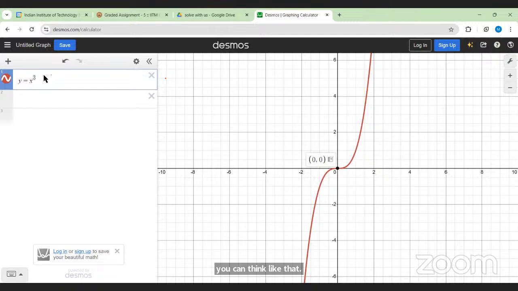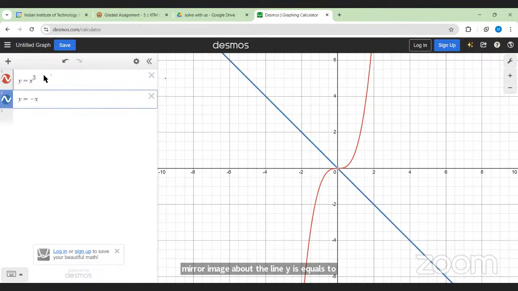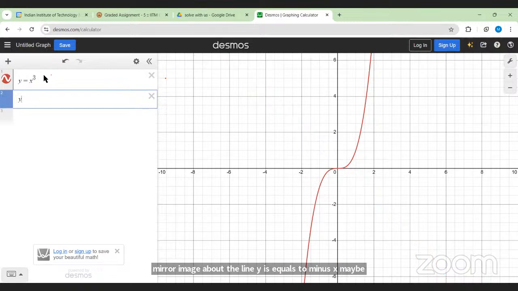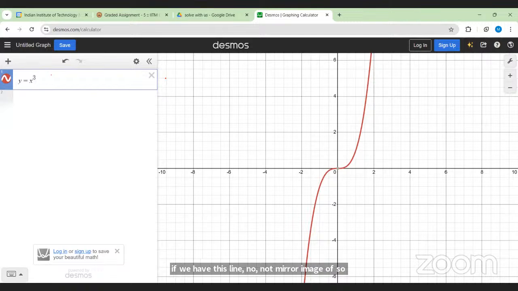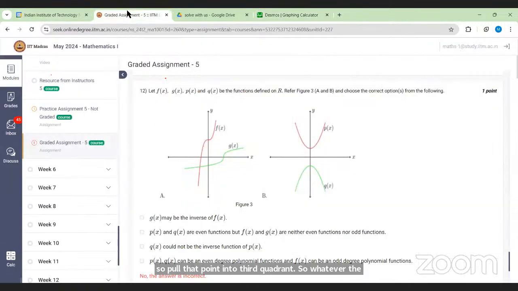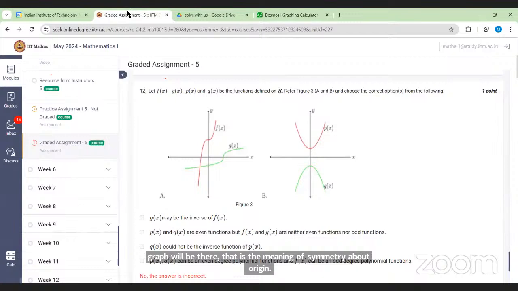Symmetric about origin means what can we say, mirror image about the line y is equal to minus x, maybe? No, not a mirror image. Symmetric about origin means, suppose one point is here, any point you can take, then take the minus of that point in the third quadrant. Pull that point into the third quadrant. Whatever the graph will be there, that is the meaning of symmetry about origin. Is that fine? Yes, ma'am, it's fine.